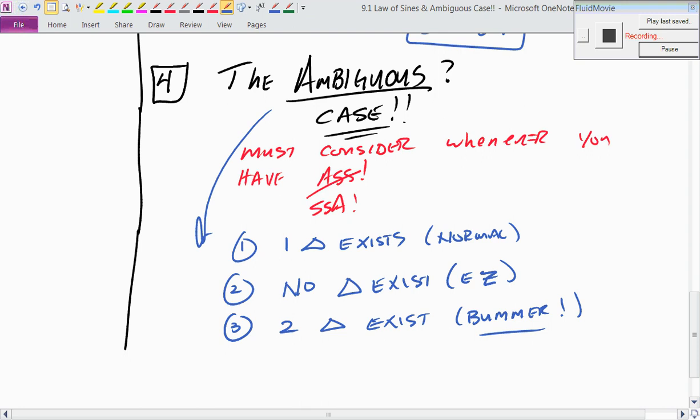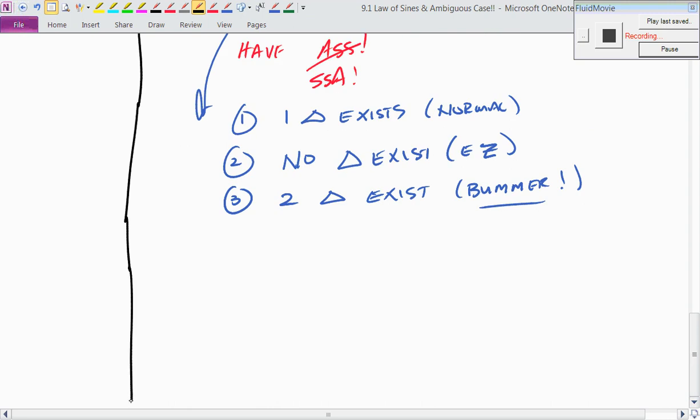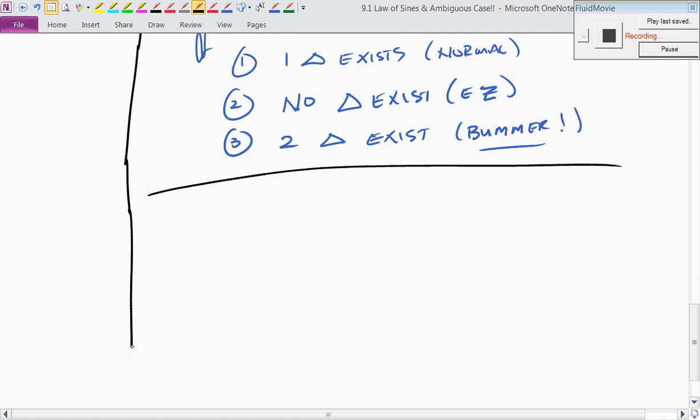So what I'm going to do for you guys is give you an example of each. I'm going to start with the bummer example and work our way back to the easiest one. So we'll do an example of the ambiguous case with 2 triangles, the ambiguous case with 1, and the ambiguous case with none. And you'll see how I teach it, okay? I teach it different than the book teaches it. So if you want to read the book, which I know you do every night, you'll find out that my way is a little bit different than theirs. So just follow along here. Okay, so here we go. This is an example of 2 triangles existing.